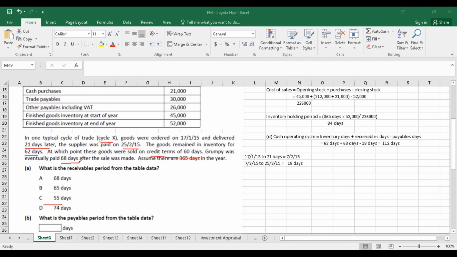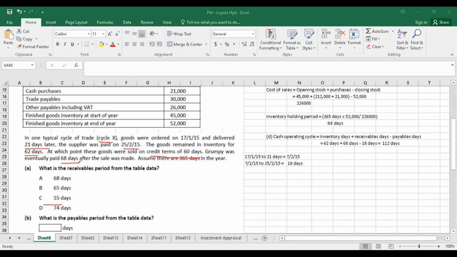There would be a doubt: should we consider the day when the order is placed? No. The realization concept says that the day when the ownership right is transferred, or the goods are delivered to the customer, irrespective of whether cash was paid or not, is the day of realization. From the date of realization, they have extended a period of 68 days. So 68 days is the receivables period, receivables days. Then payables days.